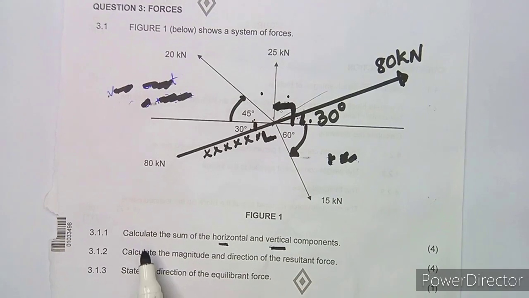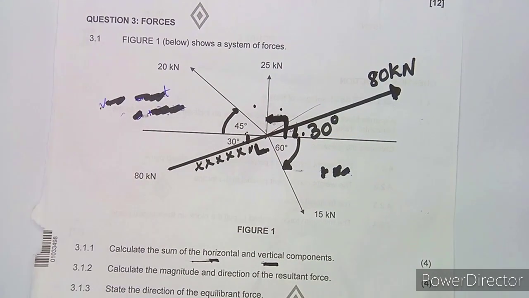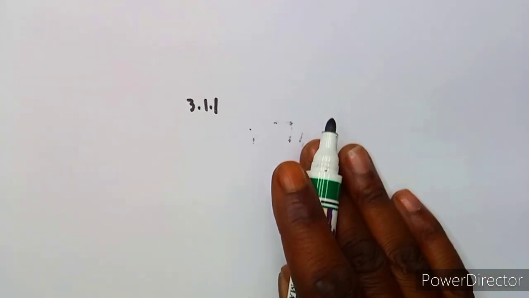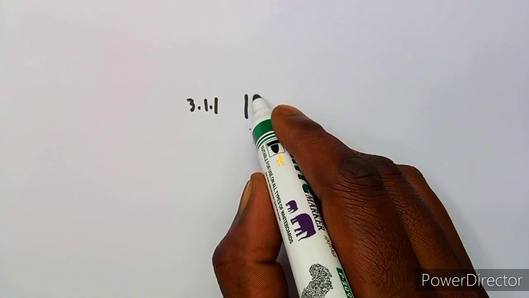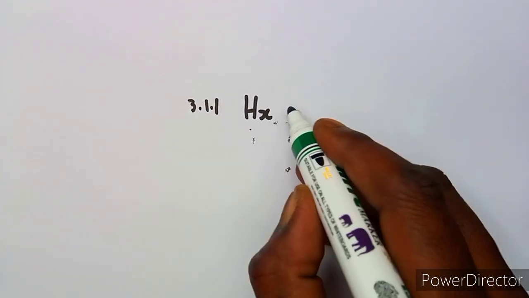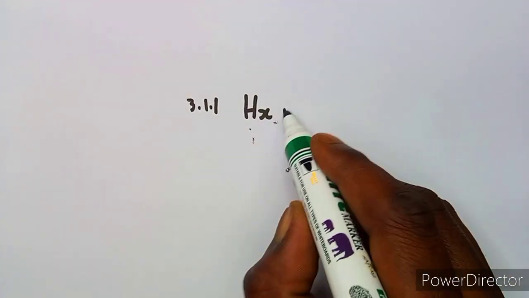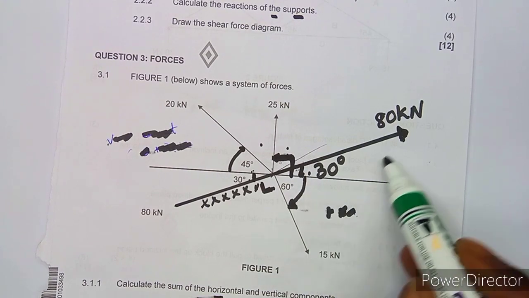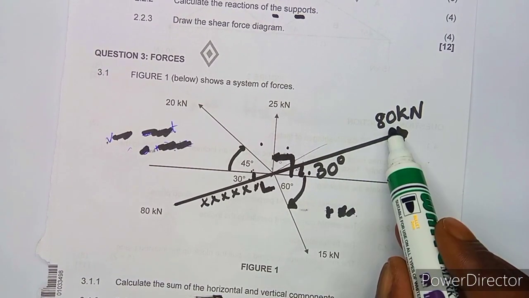So now let's have the sum of the horizontal. Okay, so let's have our horizontal forces. The horizontal force is this, actually Hx, and we know these ones work with cos theta. So Hx is equivalent to, we have this one in this of 80.